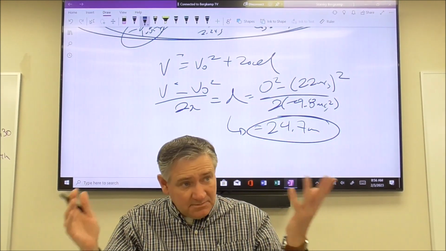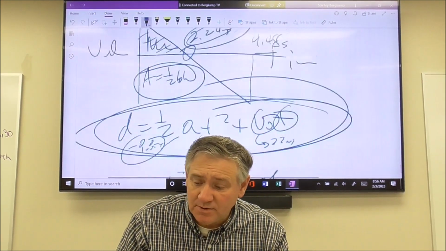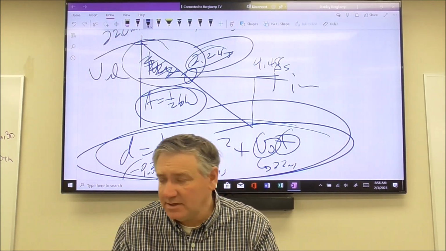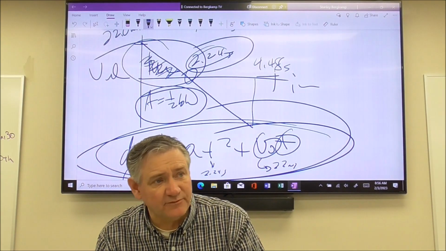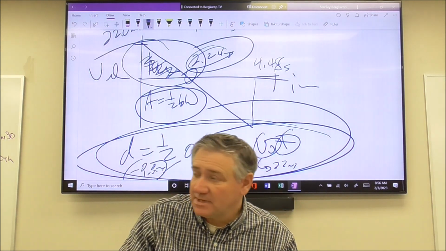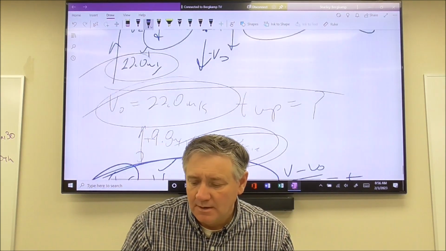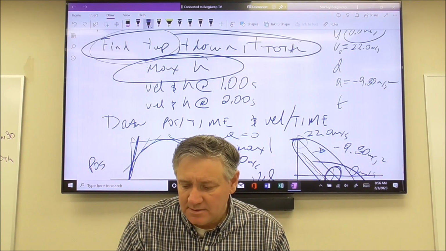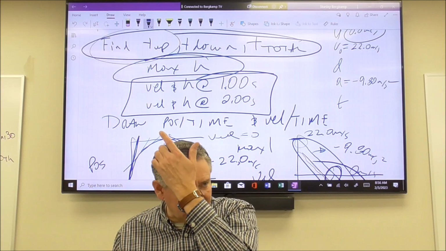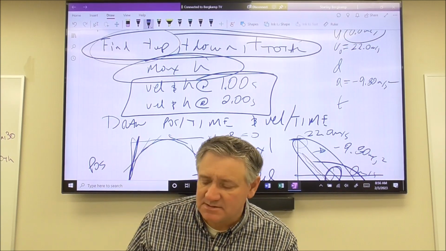So now we have our maximum height, and if you wanted to, you could always verify it. Go back and find that area, see if that's pretty close to 24.7. So you have a variety of ways that you could check that answer. Now, in the name of time, let's talk about the velocity and height at 1 second and the velocity and height at 2 seconds.